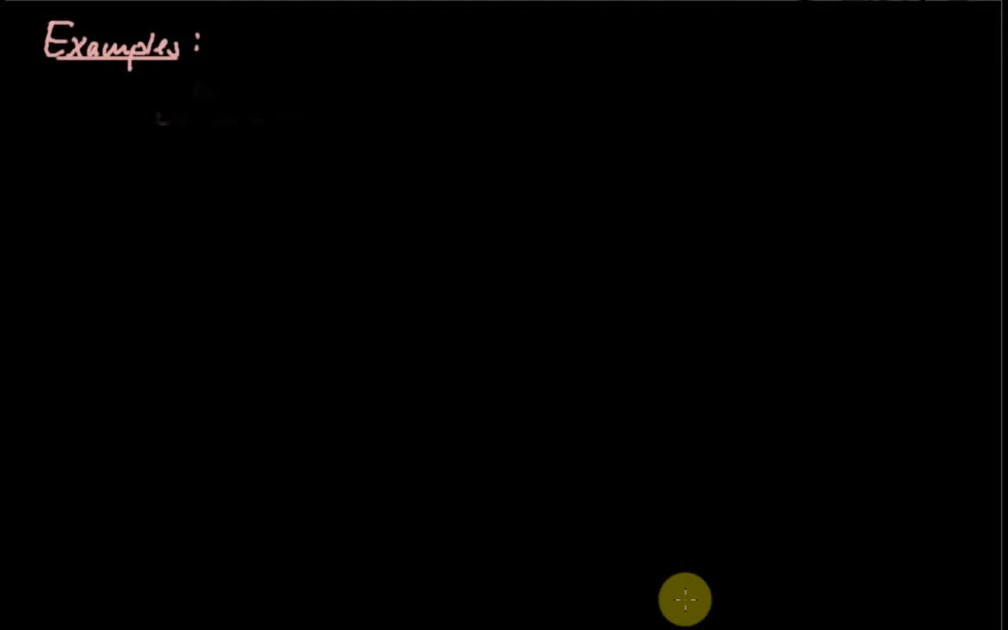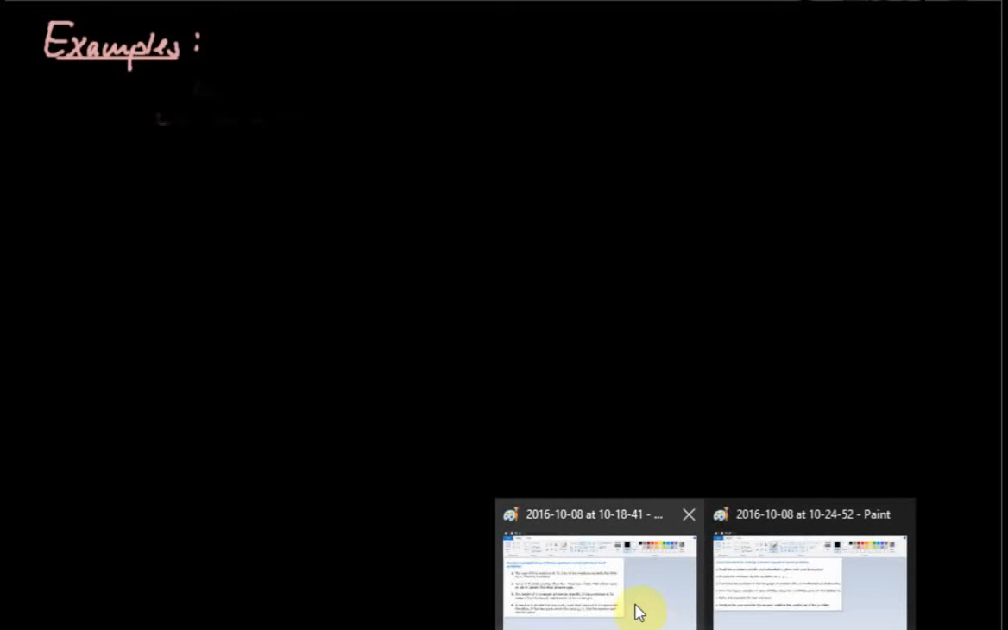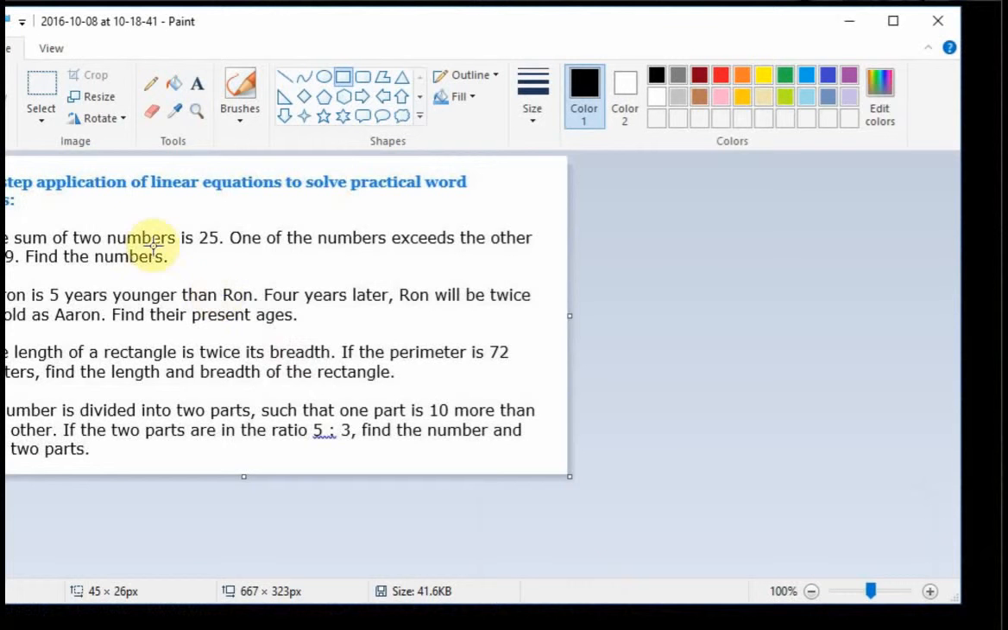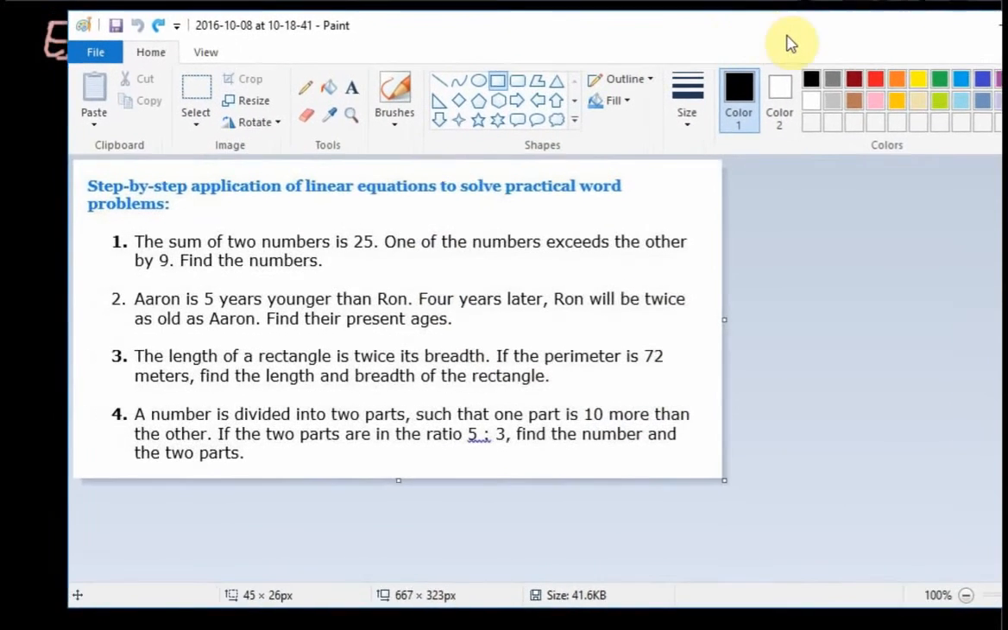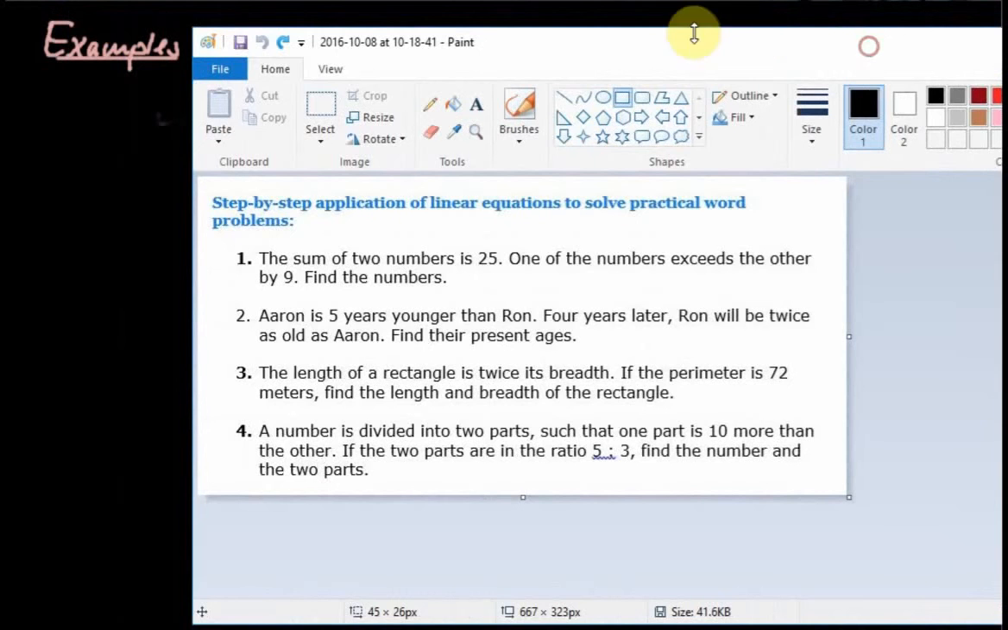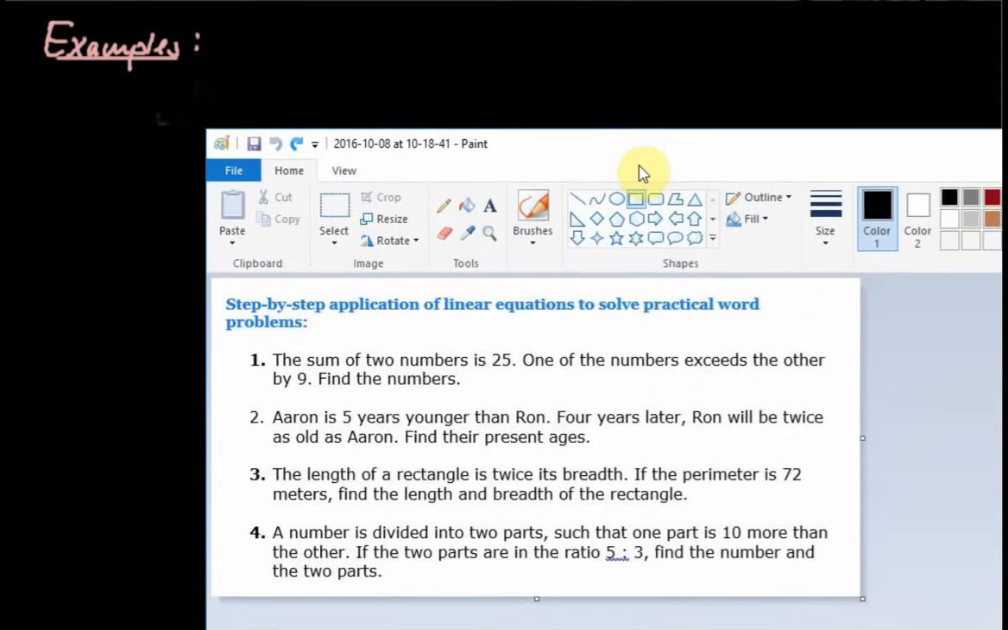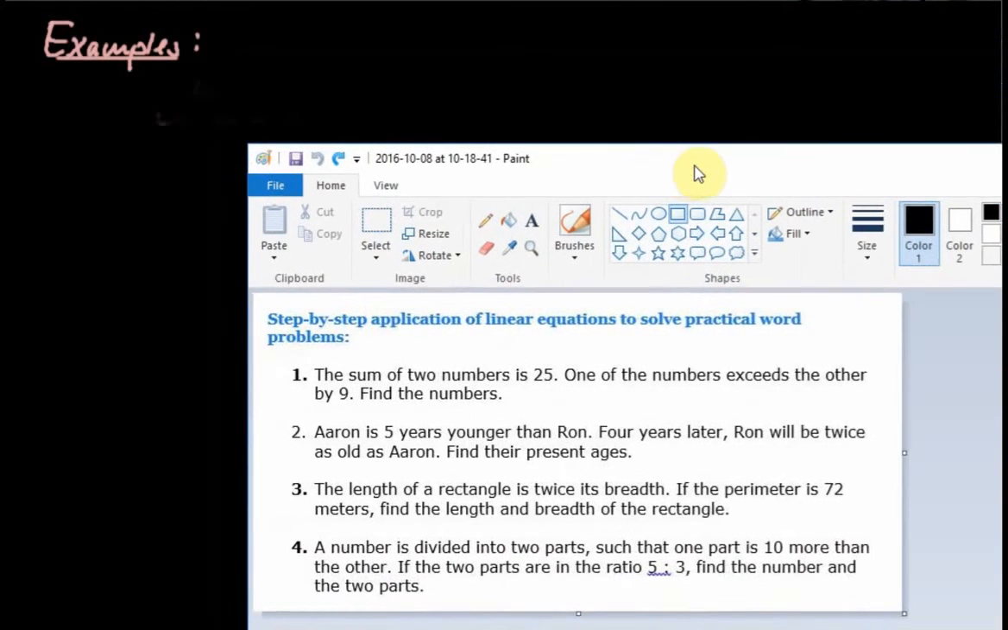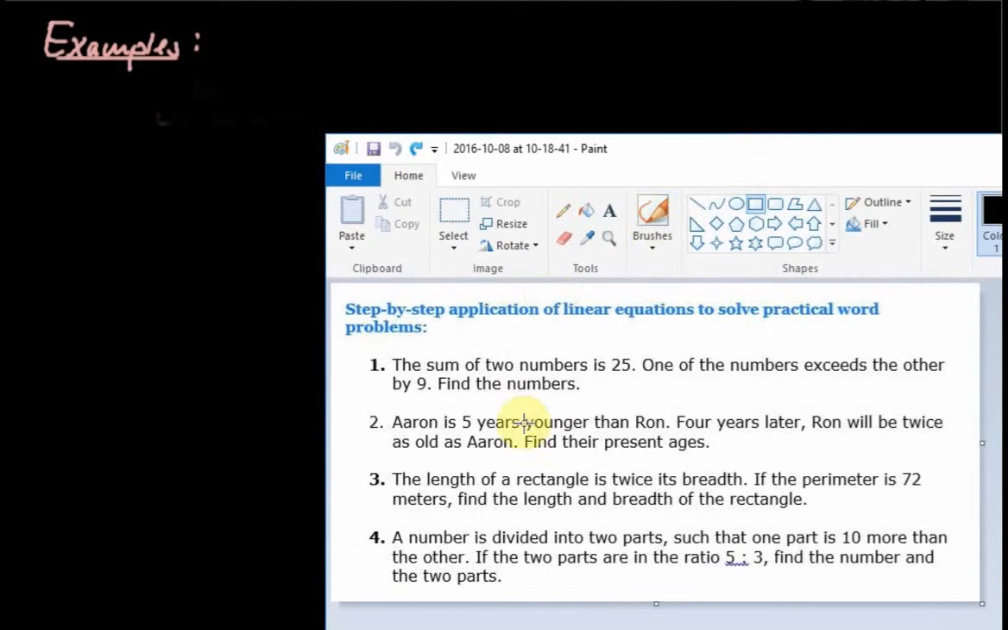Okay, I'll pop them up again. Let me try to put it at the center so that we see exactly what is there. Yeah, so this is our first example.